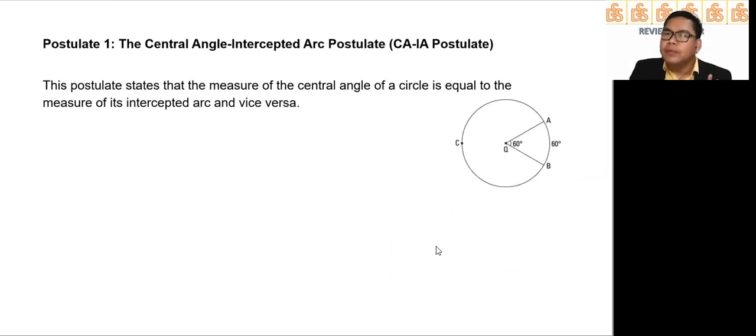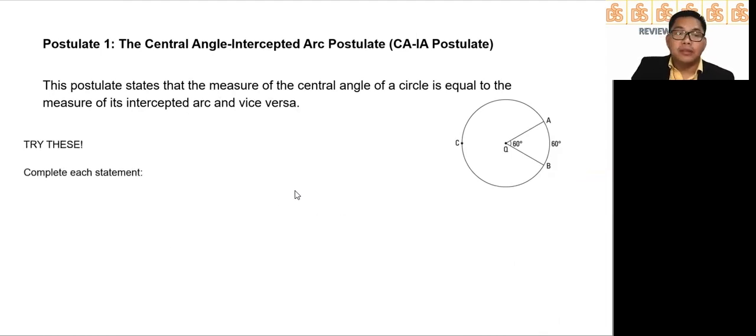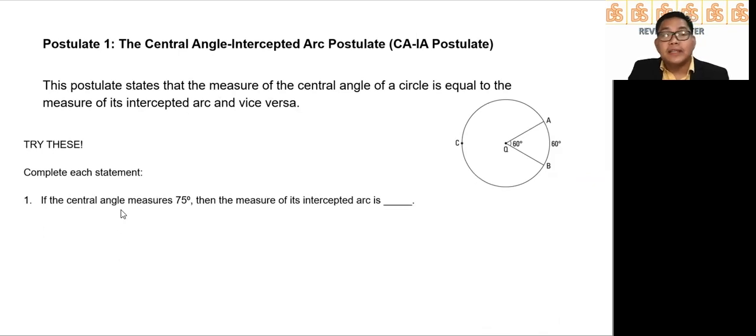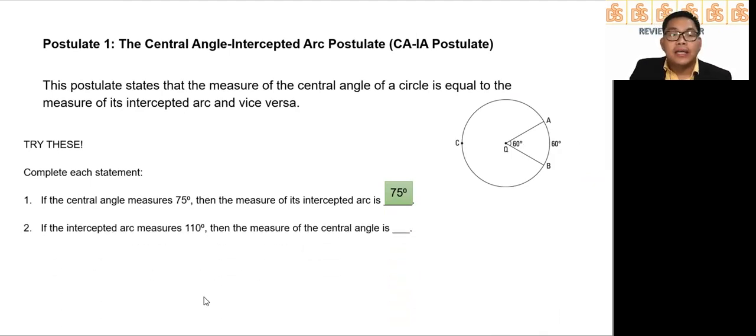With that, we will be using that idea to answer a series of questions. Let us complete each statement. Number one, if the central angle measures 75 degrees, then what is the measure of the intercepted arc? That is also 75 degrees. How about this one? If the intercepted arc measures 110 degrees, then what is the measure of the central angle? Of course, 110 degrees also.